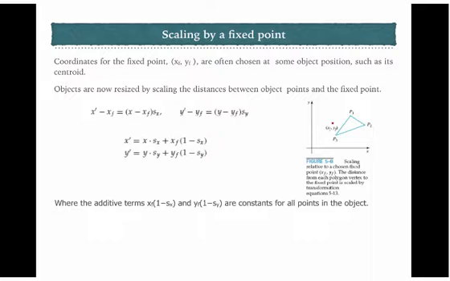As the equations denote, x dash, the new x coordinate, is equal to x into sx plus xf into 1 minus sx. And similarly, y dash is equal to y into sy plus yf into 1 minus sy, where the terms xf into 1 minus sx and yf into 1 minus sy are constants for all the points of the object.